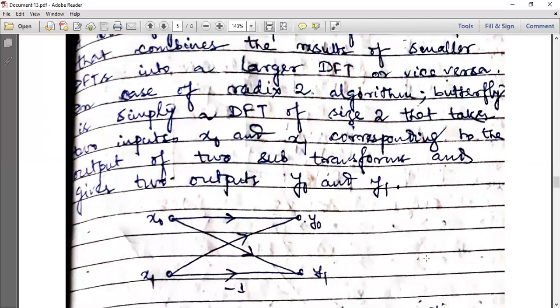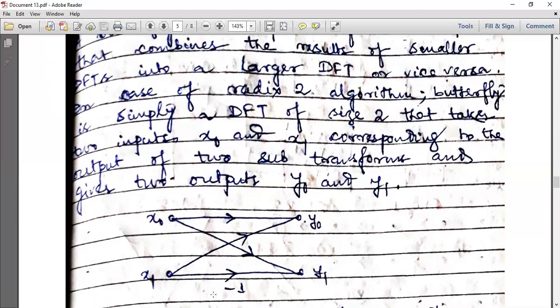Now see how a butterfly looks. This is how a butterfly looks. You see, the two inputs are taken on this side, x0, x1. Two outputs are taken on this side, y0, y1. And these are the arrow marks that are given. x0 is related with y0, y1. x1 is also related with y0 and y1. But in the line joining x1 and y1, you see minus 1 is written.